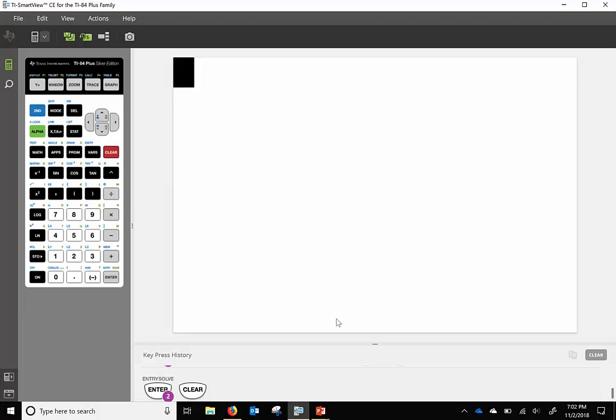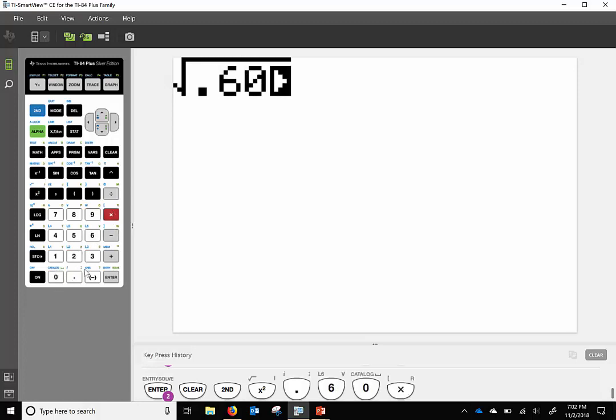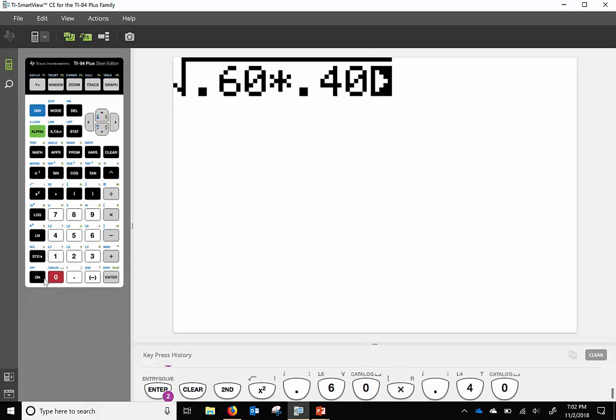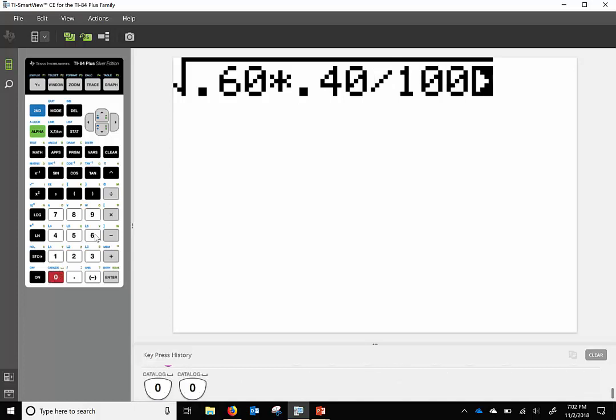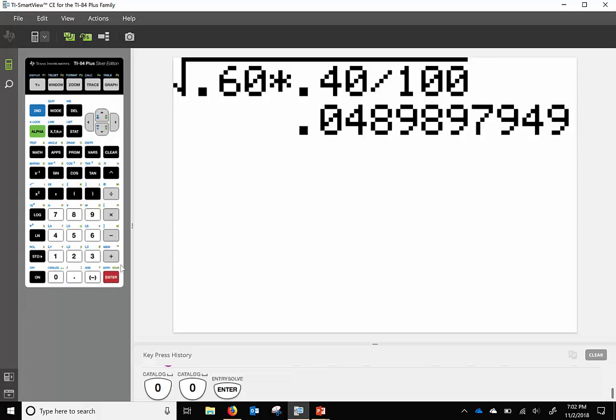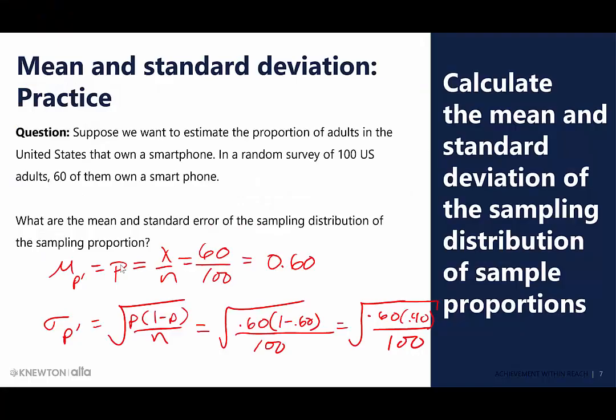So I want to take the square root of 0.60 times 0.40. Do not close up your square root yet. Then divide that by 100, and now close up your square root. I'm going to calculate that, and 0.049 is what I'm getting to 3 decimal places. So 0.049 is our standard error, or our standard deviation for this sampling distribution.